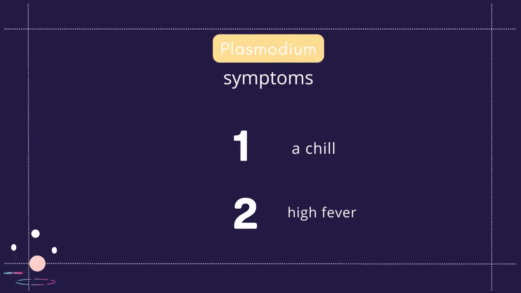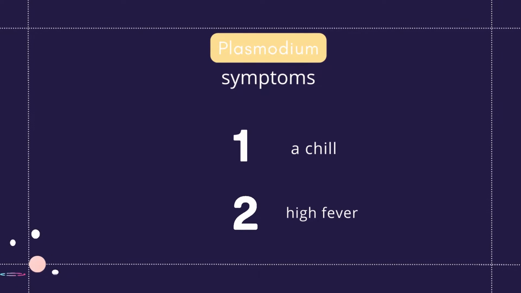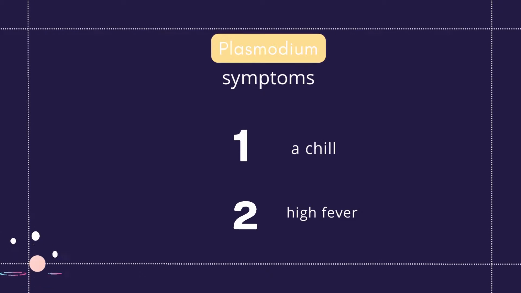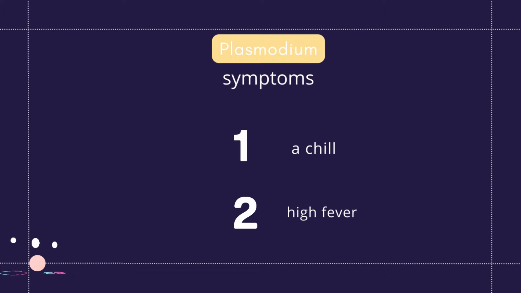Symptoms of malaria. The symptoms of malaria are chill and high fever. The simultaneous bursting of millions of red blood cells causes the symptoms of malaria. Which thing causes symptoms of malaria? The simultaneous bursting, at the same time, of millions of red blood cells causes the symptoms of malaria. That is a short question.